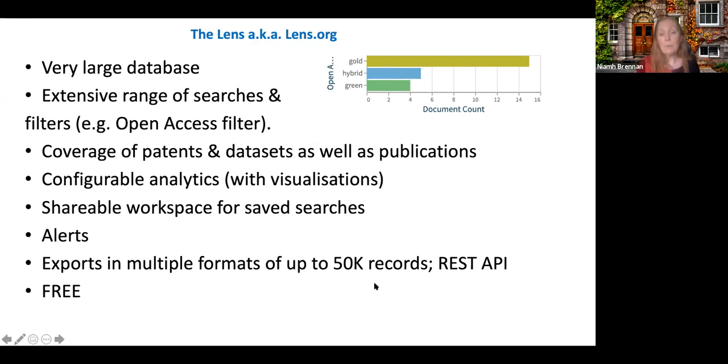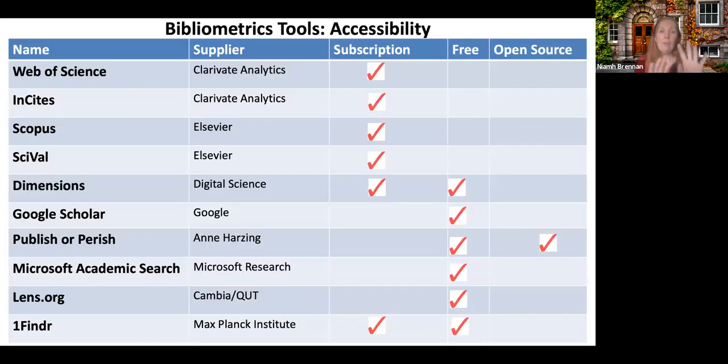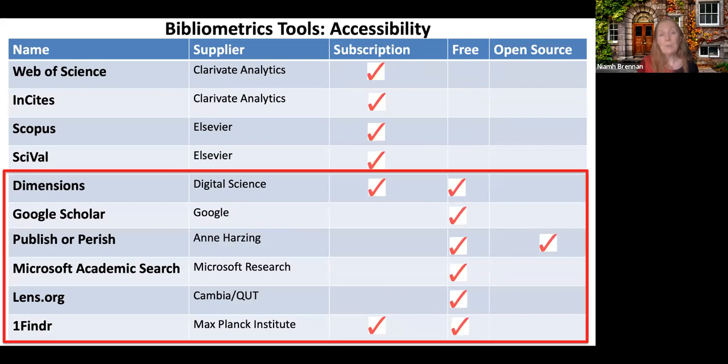And you can export in multiple formats of up to 50,000 records with a free REST API. So that's brilliant. I've got some compare and contrast here that I'm going to leave with you because we don't have time to go into them. On accessibility, you've got some charts here that show you which are free and which are subscription only. And some of them are both, like Dimensions. I've also got some, those are the free ones.